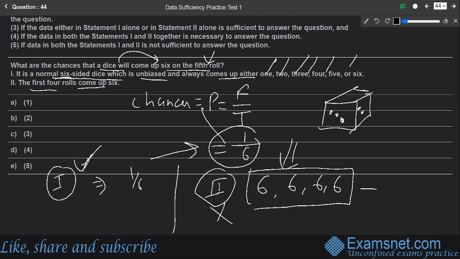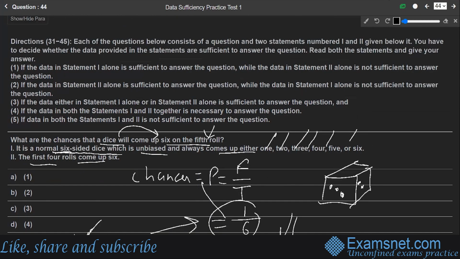So clearly information in statement number 1 alone is sufficient. This is the option which is option number 1: statement 1 alone is sufficient, but statement 2 is not sufficient. So option A becomes the right answer.